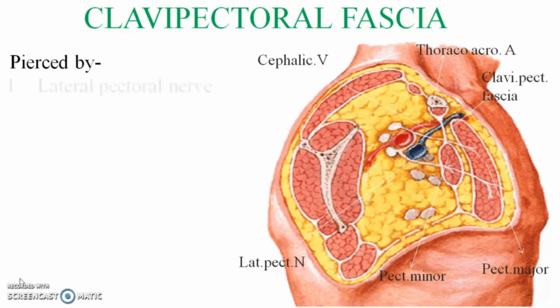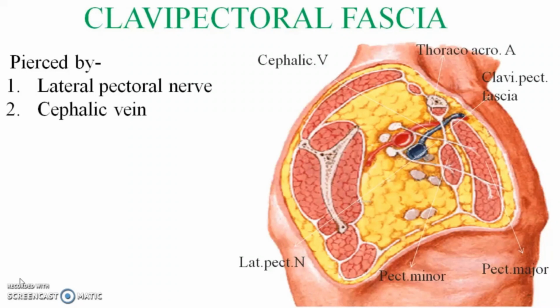The important structures which are piercing this clavipectoral fascia are: first, a nerve which we will call the lateral pectoral nerve, which is a branch of the brachial plexus, and then a vein called the cephalic vein. All four structures you can see clearly in this diagram. First one, lateral pectoral nerve, then a vein called cephalic vein, and an artery or vessel which we will call thoracoacromial vessels.